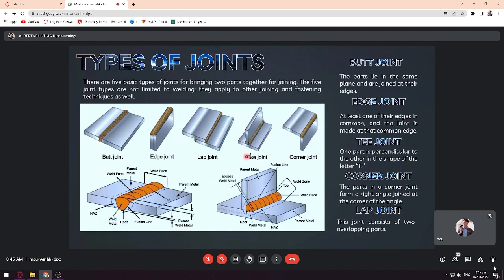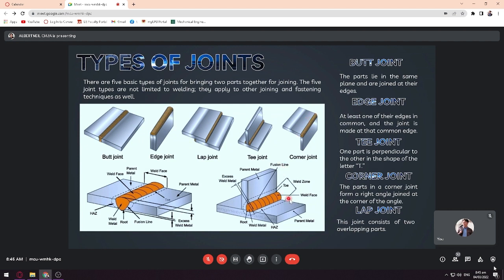Sa T-joint naman, from the word itself, nagre-resemble siya sa letter T, perpendicular to the other metals or the other base metal natin. So yung dalawang gilid niya, doon natin siya i-weld. Itong part na to at saka yung other side. Sa corner joint naman, usually nag-form siya ng 90 degrees or at any angle. And then yung space between doon sa kanila, yun yung i-weld natin. Kung makikita nyo dito. Ayan.